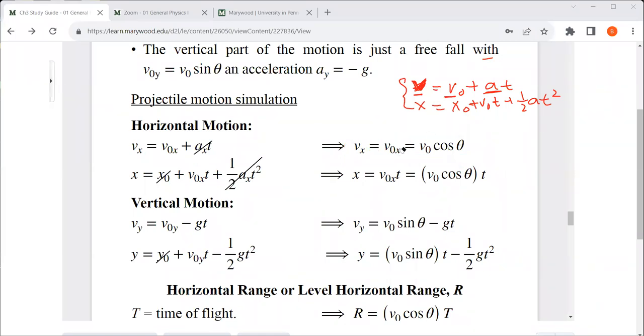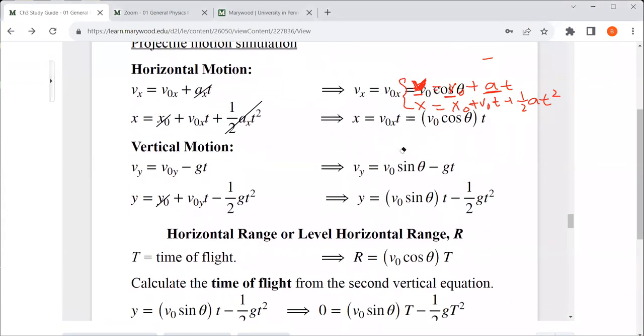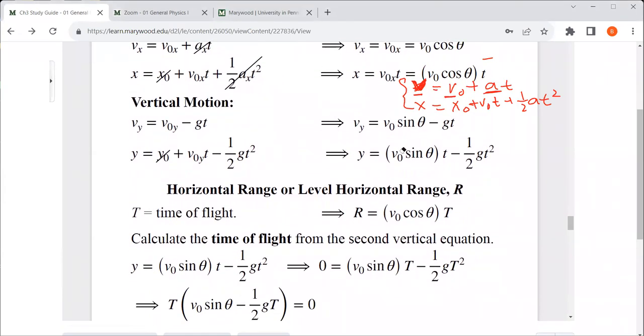Now about the vertical motion. For the vertical motion, you see the same two equations. Now I write vy, I use subscript y because it's along the y direction, and v0 now is v0y, and a is now gravitational acceleration. I also use a negative sign, very similar to the free fall problem, because the negative sign tells us that the gravity is downward. So that's why I use a negative sign.